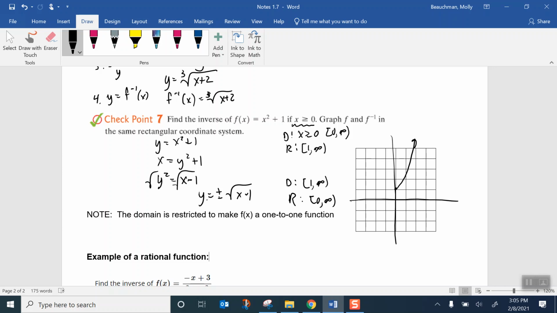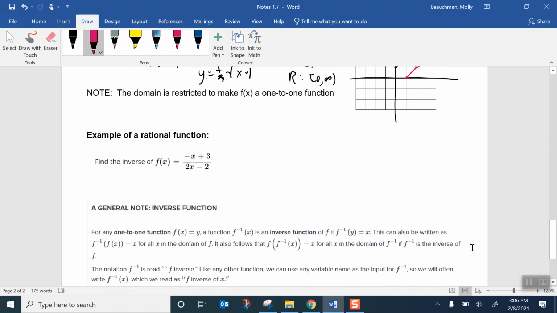So I'm going to end up not using this piece. My inverse is going to be just the positive square root of x minus 1. And the inverse would look like the square root of x function moved to the right one. So here's my function, f of x, and here's f inverse of x. And they are reflections of each other across the line y equals x.